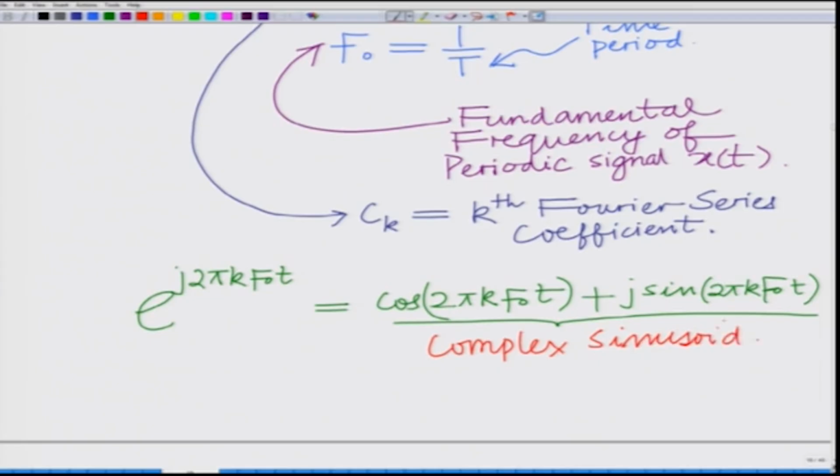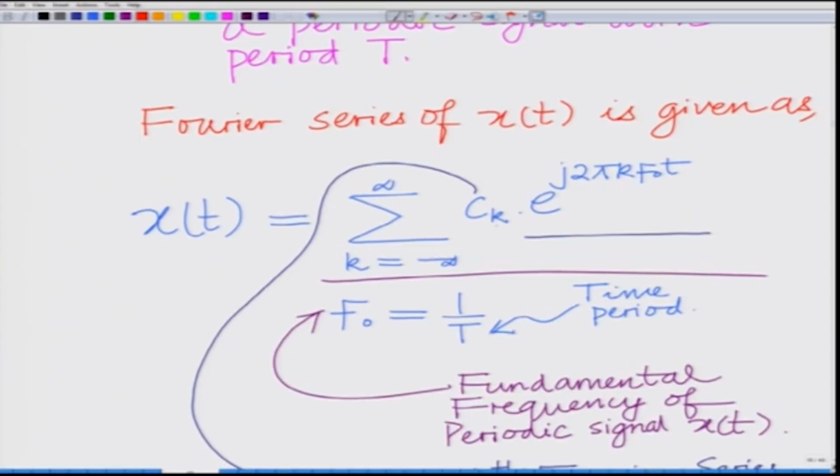Correct. Remember, we said cosines and sines are sinusoids. So, cosine 2 pi k f naught t plus j sin 2 pi k f naught t is a complex sinusoid. So, what we are saying is, the summation c k e to the power of j 2 pi k f naught t is basically nothing but a linear combination of sinusoids at the fundamental frequency f naught and multiples k f naught of the fundamental frequency.